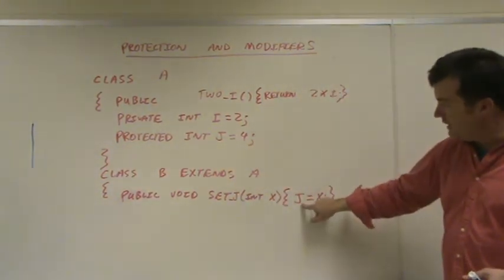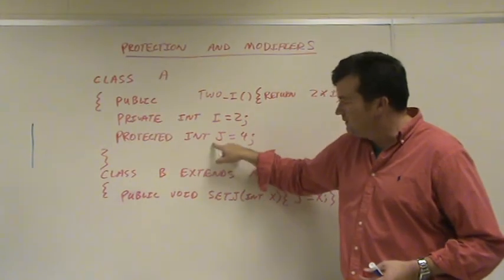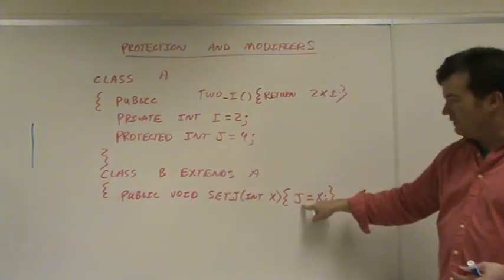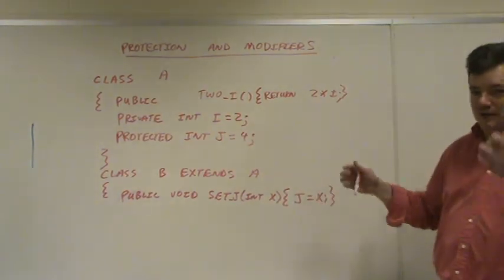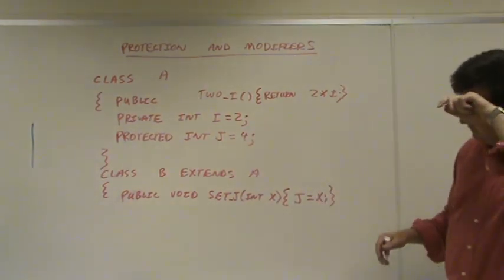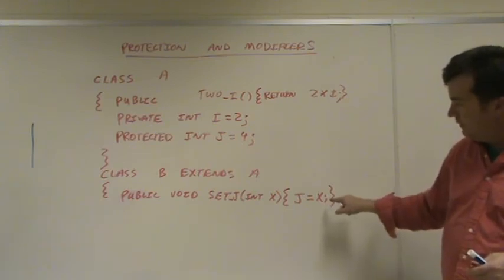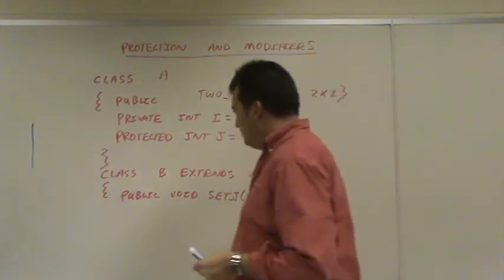Since we inherited j, because j is protected, we can write on its value. We didn't inherit I, so we can't change I. It's like there is no I, we never inherited it. But we can change j.